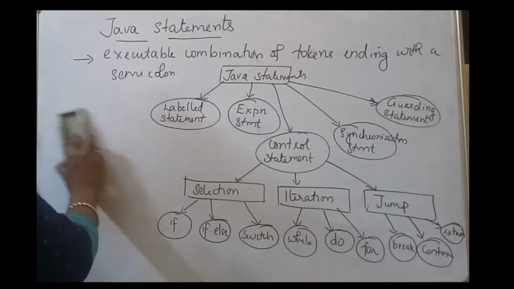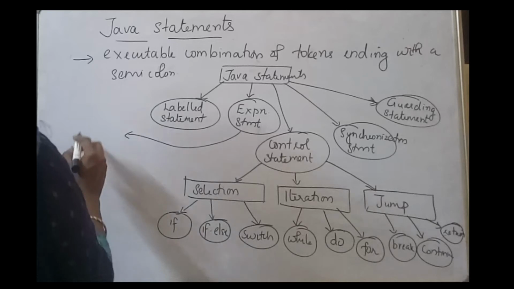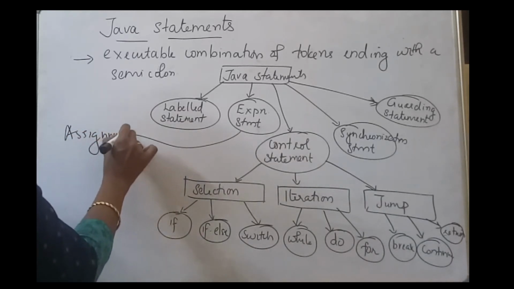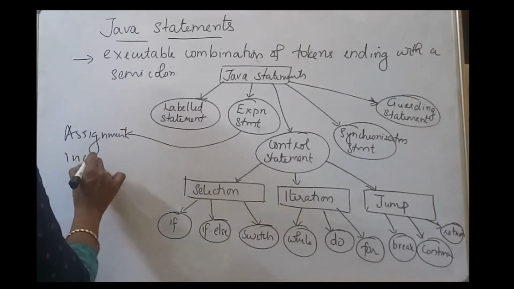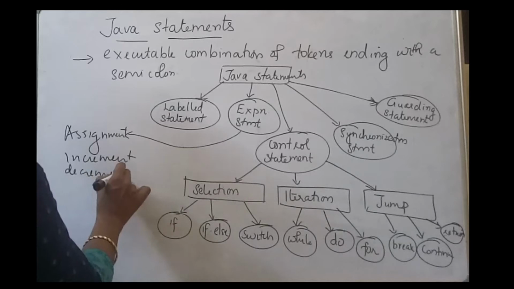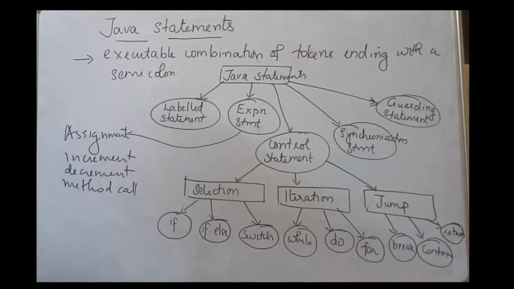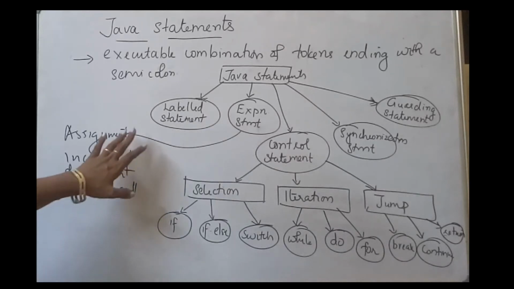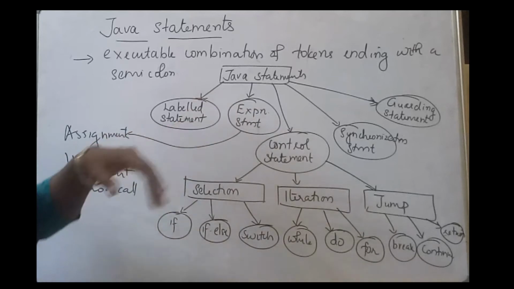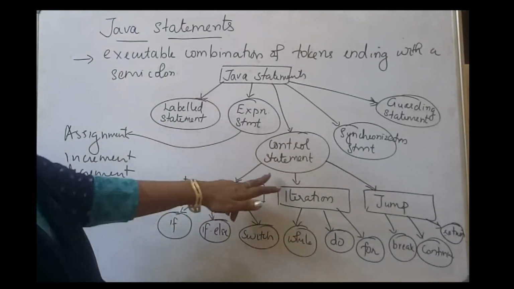Okay, so such statements are called expression statements, and they include assignment statements, that is assigning some value to a variable, then increment and decrement operations, then a method call. A method is nothing but a function in Java. All these statements come under the category of expression statement. Then the next type of Java statement is the control statement.